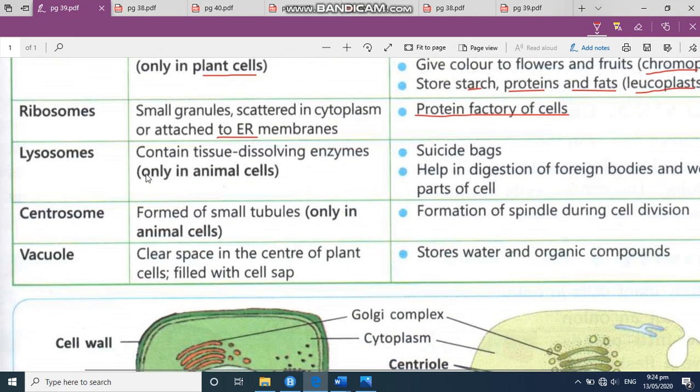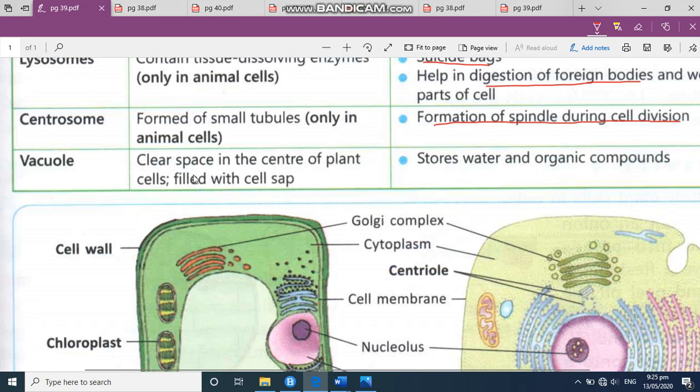Then comes lysosome, containing tissue-dissolving enzymes, only in animal cells. They help in the dissolving of the tissues which are no more in use. They are also known as suicide bags, and help in the digestion of foreign bodies which are in the cell. Then comes centrosome. This is also found only in the animal cell. What is the function of the centrosome? Formation of spindle during cell division. What is the spindle, how it is formed, all you are going to read in your higher classes.